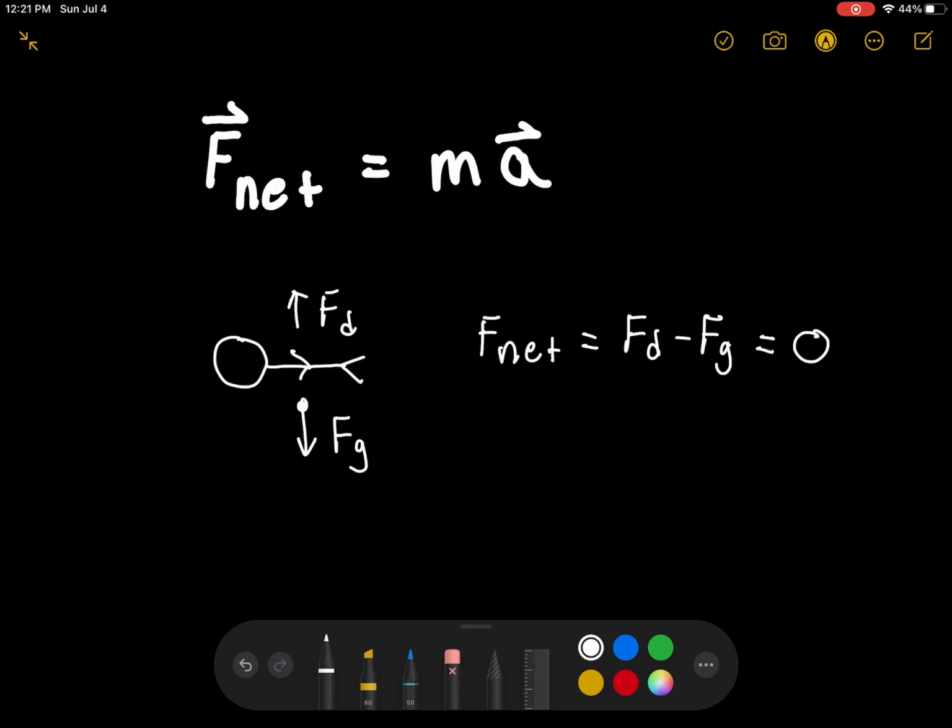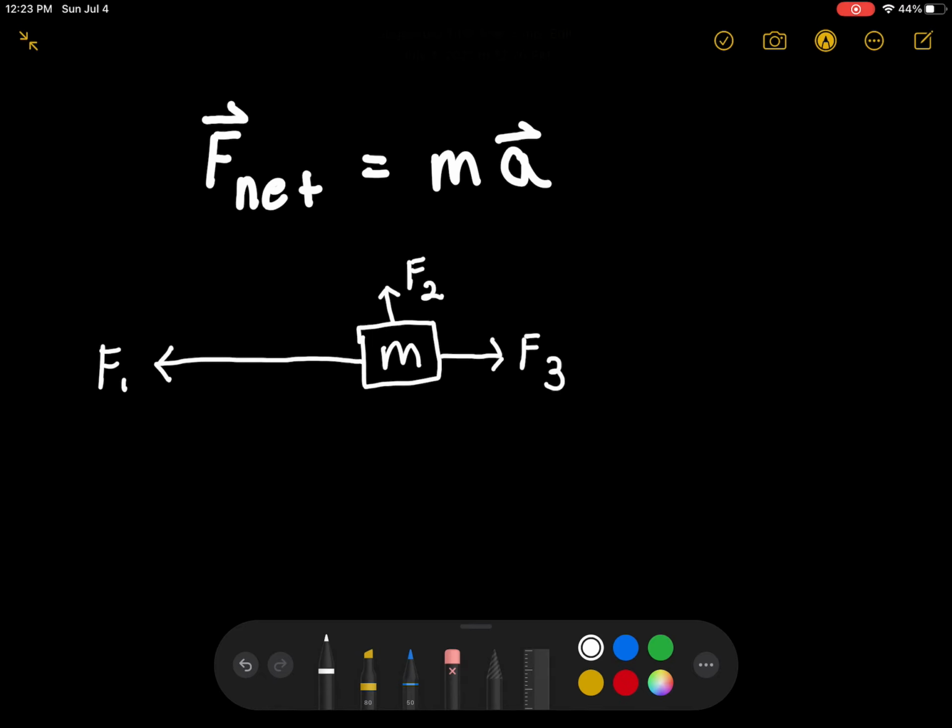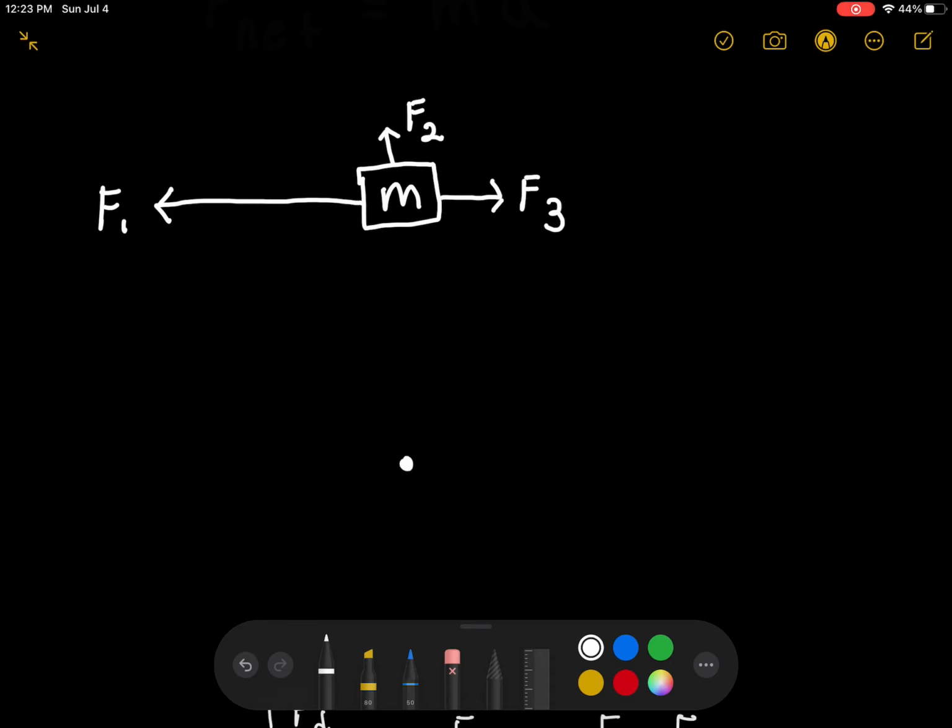Okay, let's look at an example where something does have a non-zero answer. Here we have a box that's being pulled 3 different directions, and let's use a little bit of vector algebra to figure out what is the net force. Okay, let's just start with the first force, F1. That's going all the way to the left, which is the most powerful force since it is designated by a bigger arrow than everybody else. That's going to be F1.